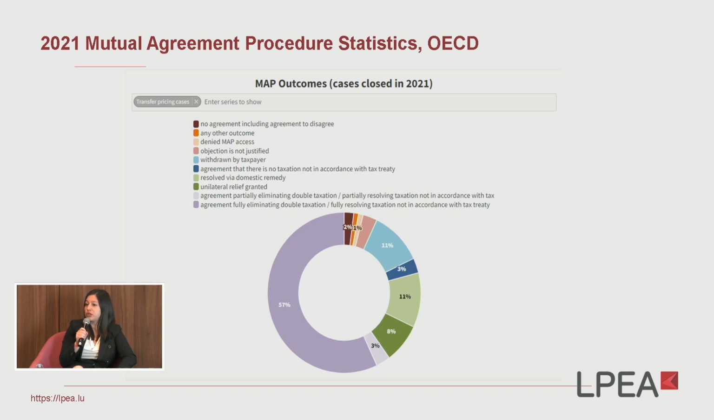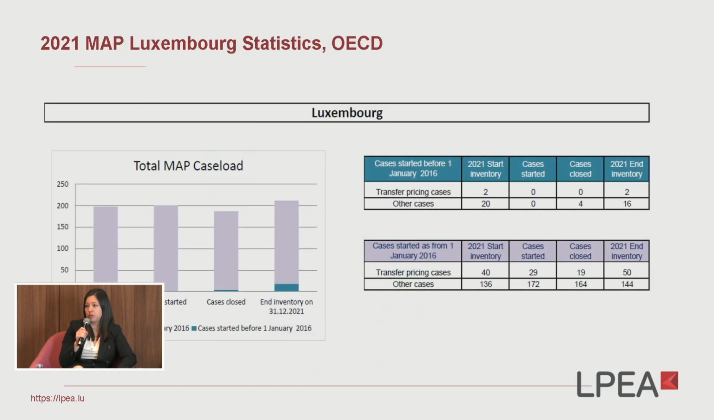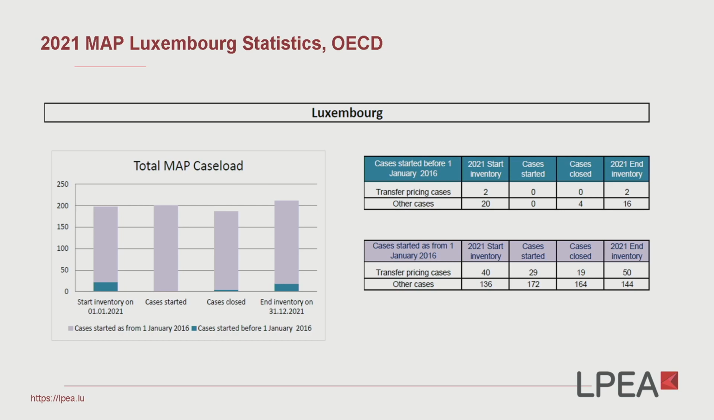What else is important to see from these statistics is that 13% more tax cases were closed in 2021 as compared to 2020, and 22% more cases were closed for transfer pricing cases specifically. This shows dynamism and willingness of the tax authorities to cooperate and resolve the mutual agreement procedures faster.